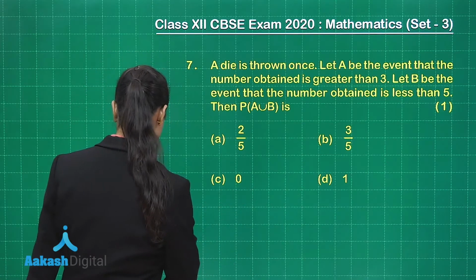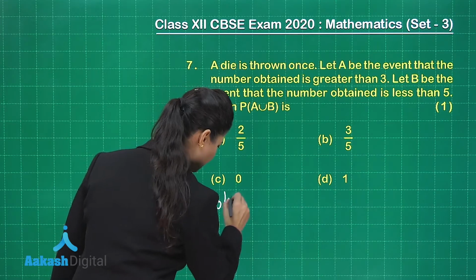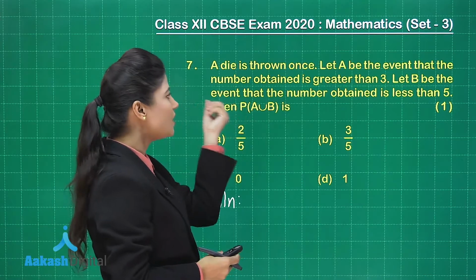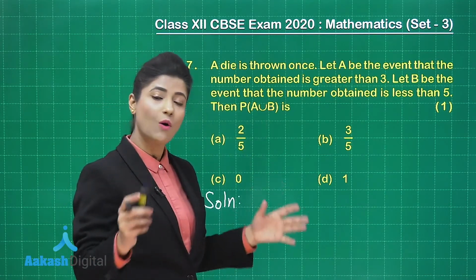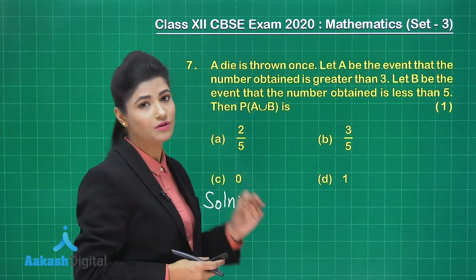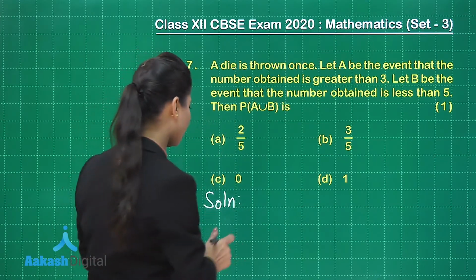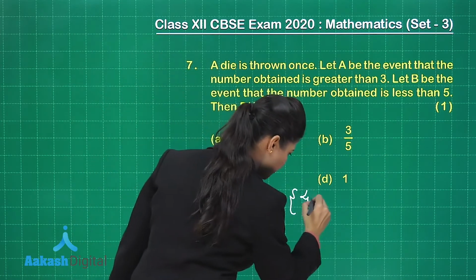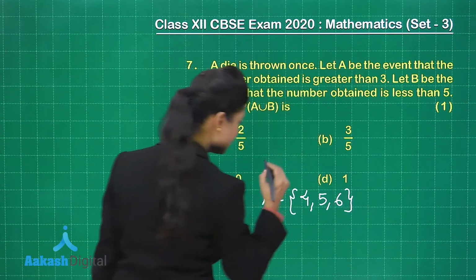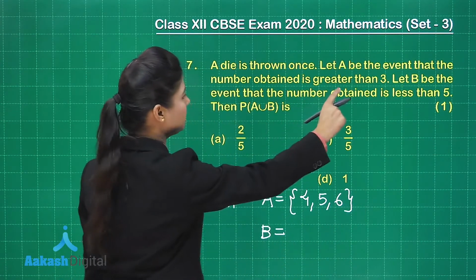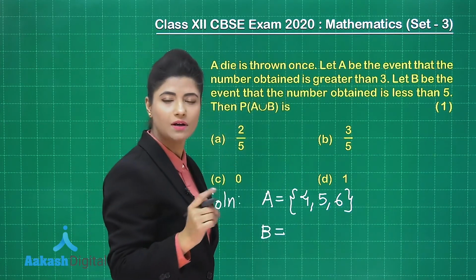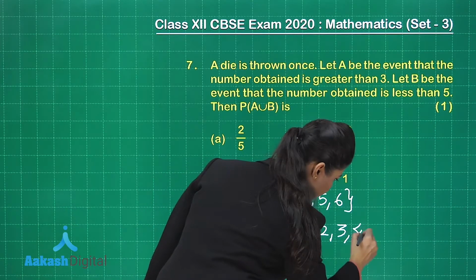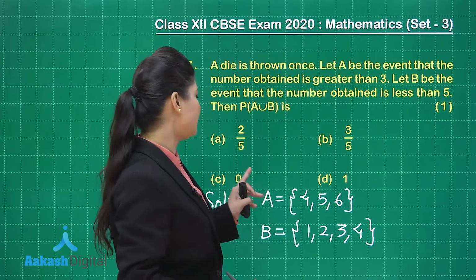Proceeding with this question, when we read it again, what is asked in event A? Event A contains the numbers obtained that are greater than 3. On a die we have the numbers 1, 2, 3, 4, 5, 6. Out of that, in event A, the elements will be clearly greater than 3. That means it will contain 4, 5, 6. And in event B, we are talking about the number obtained being less than 5. So out of 6, the numbers less than 5 are 1, 2, 3 and 4. So these will be the elements of event A and event B.